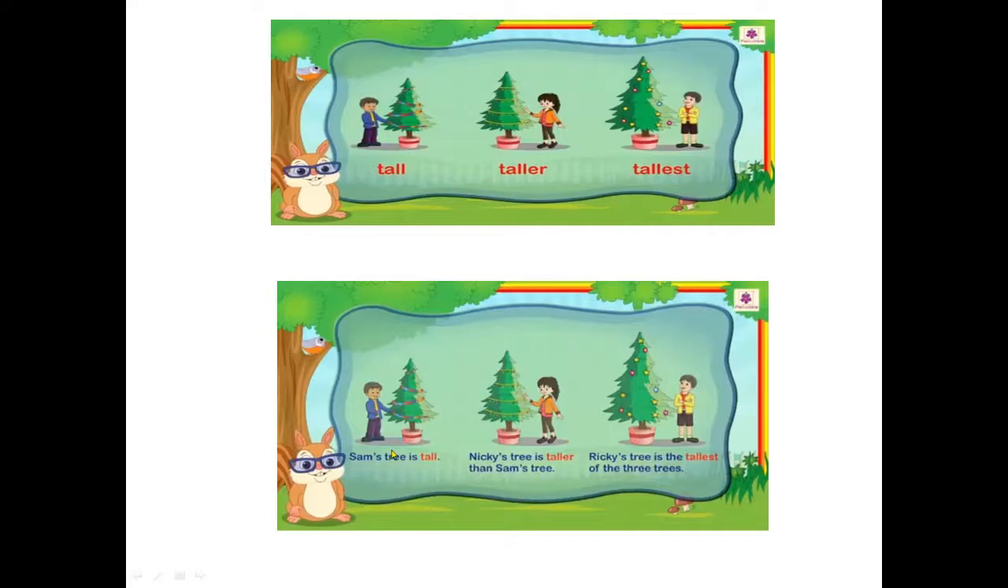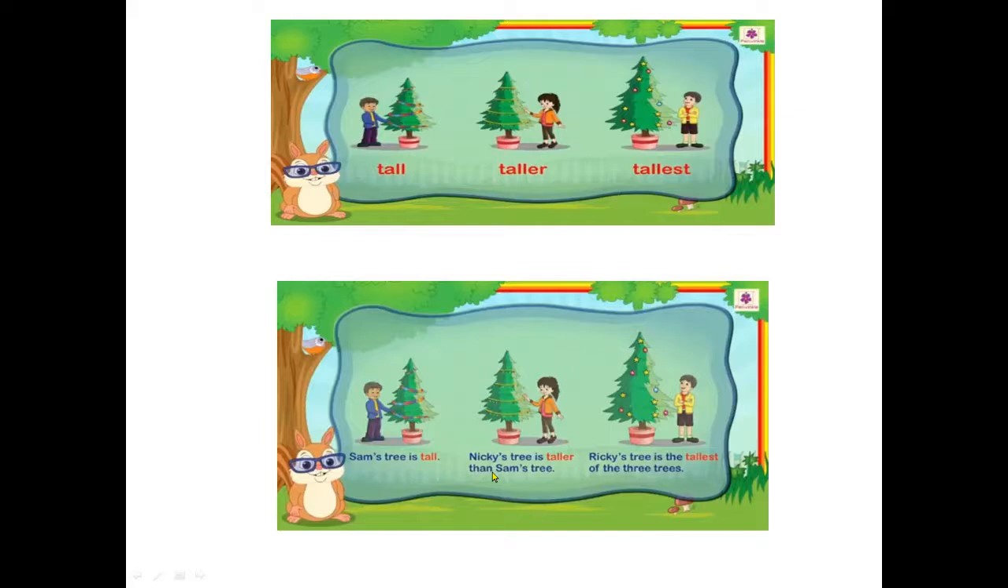Here we can explain with an example by making a sentence. We will read it. This boy is named Sam. Her name is Nikki and his name is Ricky. So how will we say it? Sam's tree is tall. This is the first degree, that is positive degree. To describe the noun tree, we have used tall.